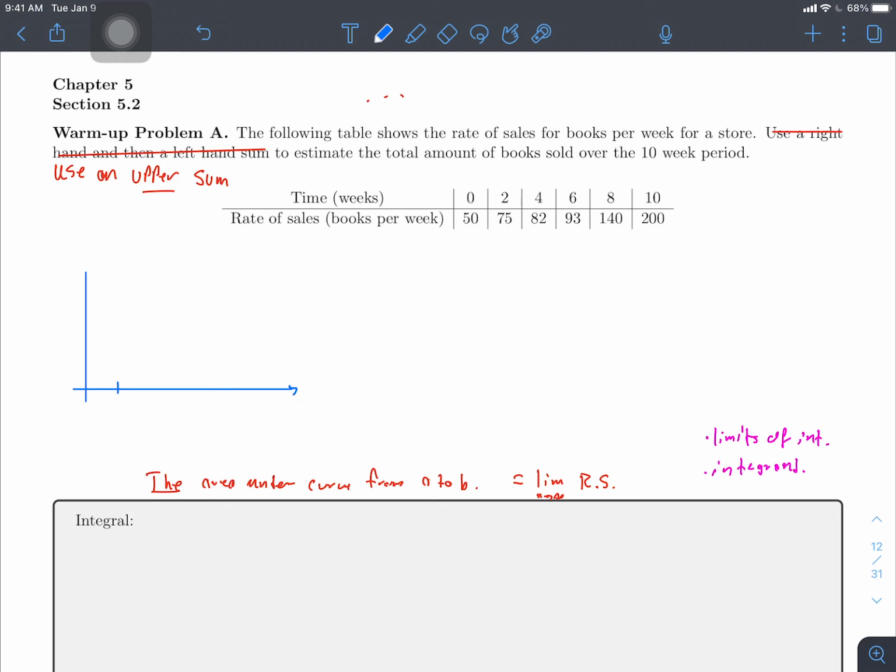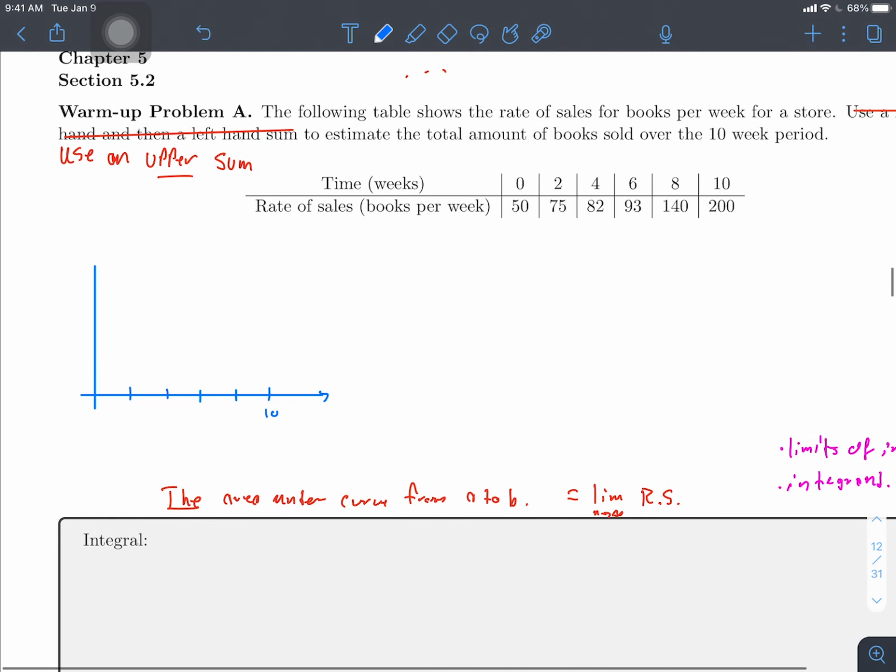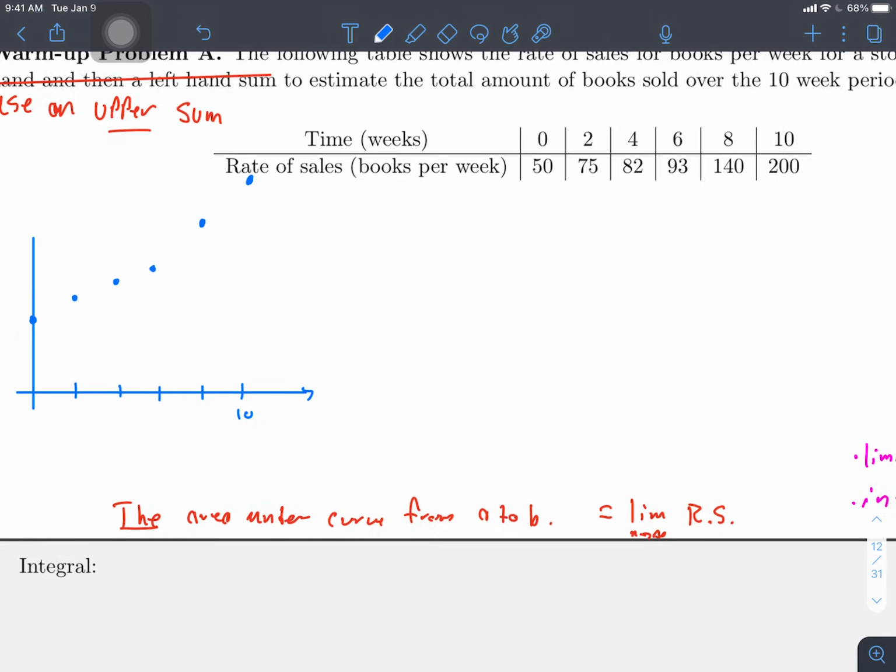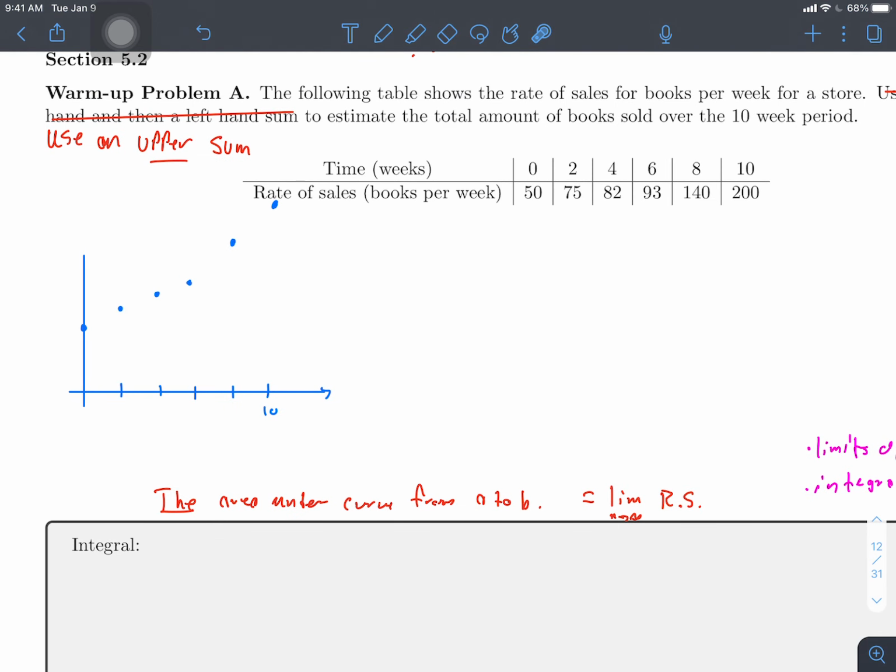So we need 2, 4, 6, 8, and 10. And at 0, we're at 50. And then we go 75, that's a bit higher. And then 82, that's even higher. And then 93, that's higher still. 140 is a big jump, and then 200 is an even bigger jump. But I'm trying to fit it on here. So this is generally what the function looks like, but you don't really know whether it looks like this or whether it just goes like this.